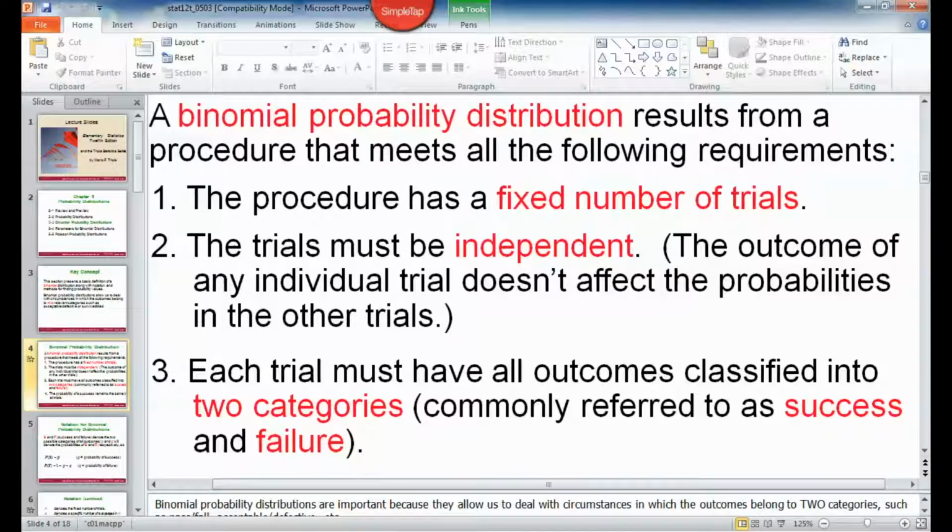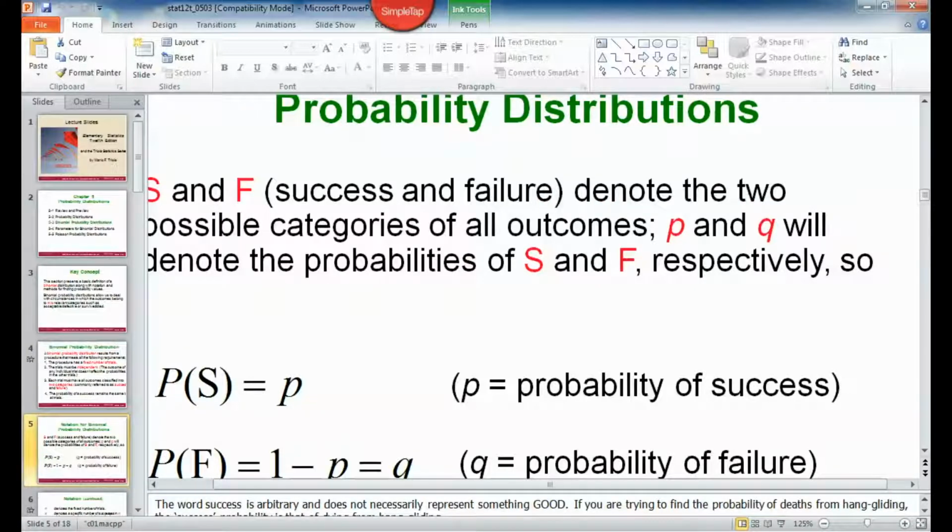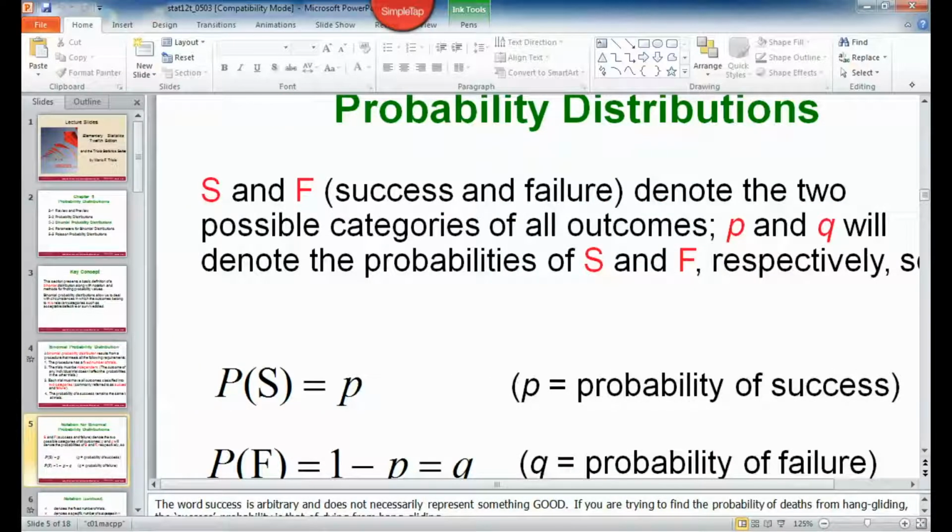All right. So these three conditions must be met to have a binomial probability distribution. Fixed number of trials. Trials must be independent, and you must be able to classify the outcomes into two different categories. S and F, or success and failure, denote the two possible categories of all outcomes. P and Q, these are very important concepts. P is the probability, lowercase p, the probability of success, and Q is the probability of failure.